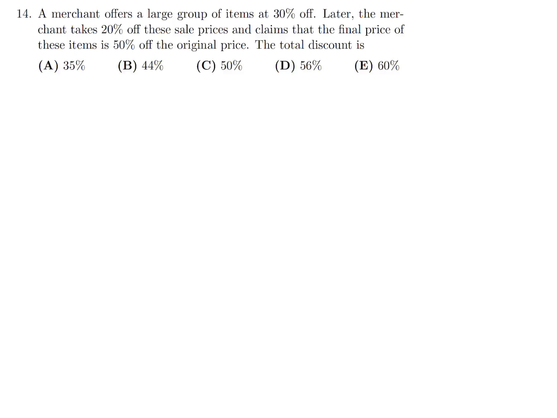A merchant offers a large group of items at 30% off. Later, the merchant takes 20% off these sale prices and claims that the final price of these items is 50% off the original price. The total discount is? Okay, so let's say, just to make it easy for you, the items cost $100 each. All right? Now, the first scenario, you take 30% off. So you took off $30. If you take $100 minus 30, you get items at $70.